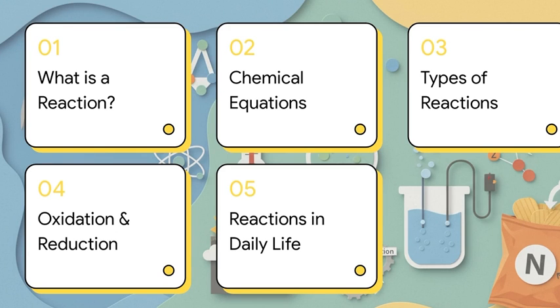So here's our game plan. First, we'll figure out what a chemical reaction even is. Then, we'll learn how to speak the language of chemistry by writing equations. After that, we'll explore the different types of reactions, unpack oxidation and reduction, and finally, tie it all back to things you see in your daily life.